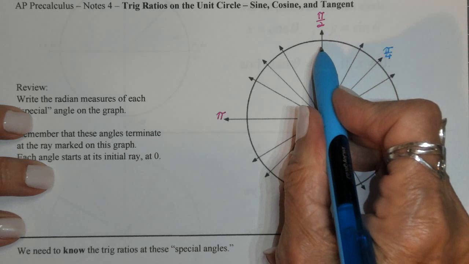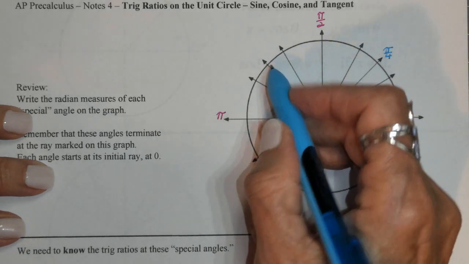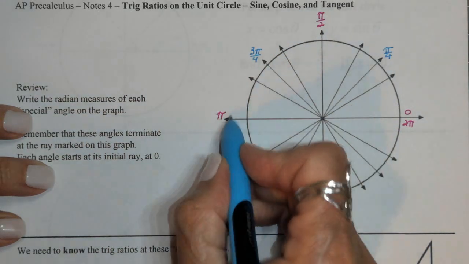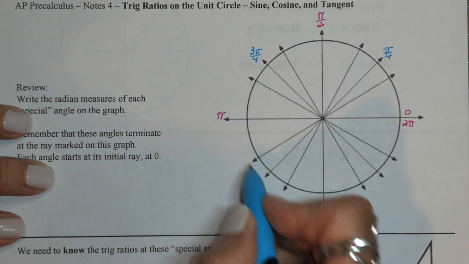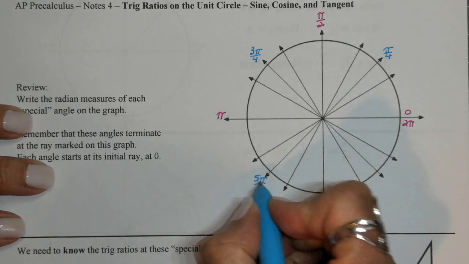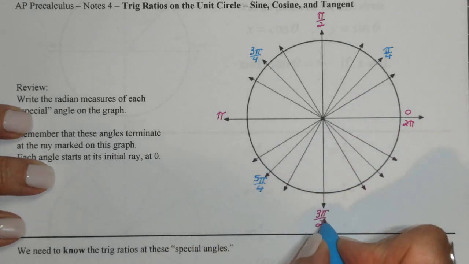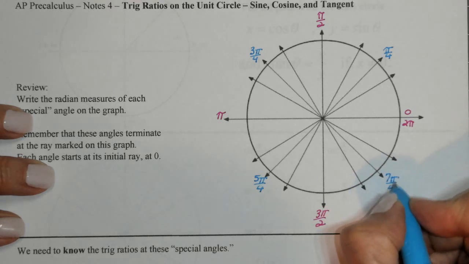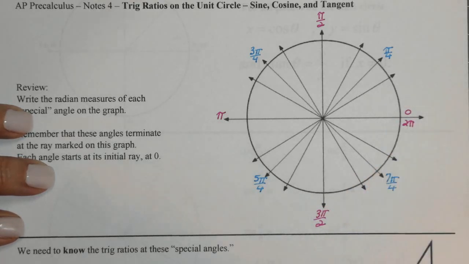This would be 2 pi over 4. So this one is 3 pi over 4. This will be 4 pi over 4, so this is 5 pi over 4. This would be 6 pi over 4, so this would be 7 pi over 4. And if we go one more, we get to 8 pi over 4, which is 2 pi.